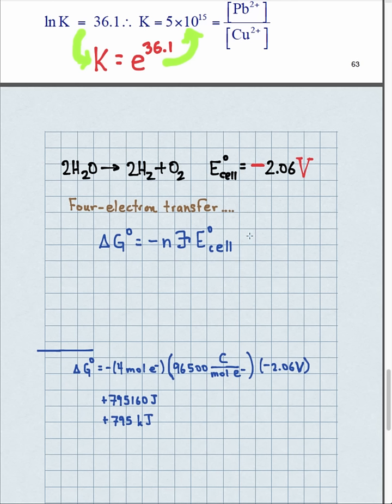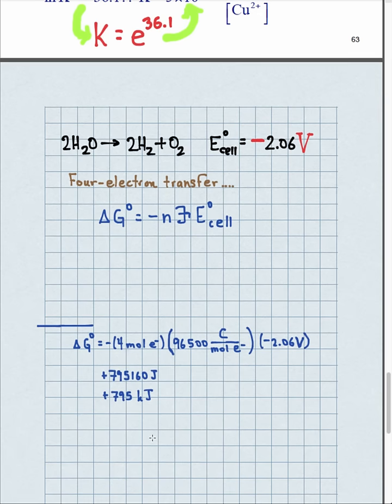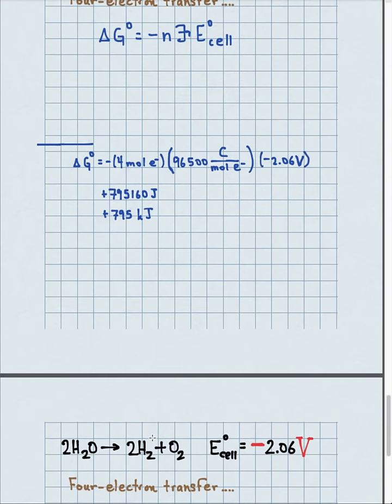positive, saying if this is a negative cell potential, is it likely that I could make a battery to go forward in this direction? I could harness and transfer electrons from here to this situation to this situation. No, it's not very likely. It's not going to happen. It's not going to want to happen by itself.